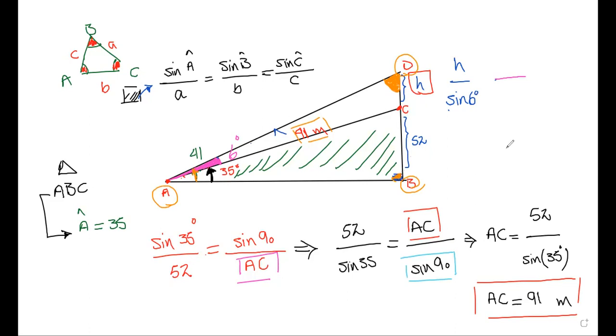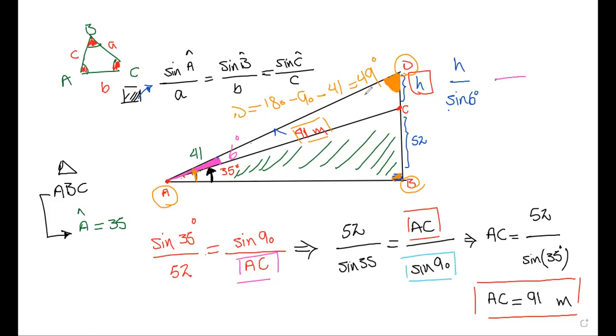What is D? D is 180 minus 90 minus 41. How much is that? 49. Are you sure? I checked twice, in 2 different ways. We said 49 degrees.